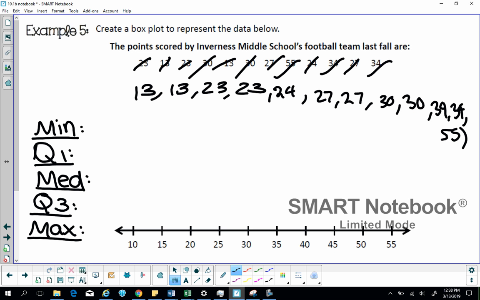Now, what is my minimum? 13. 13, right? And then your max, 55. When you're doing your min and max, you put dots. So he was asking, is that when you put dots? The dots are for your min and max. So I would put a dot at 13, which is between 10 and 15, and 55, which is right here. So you're putting dots on your min and your max.